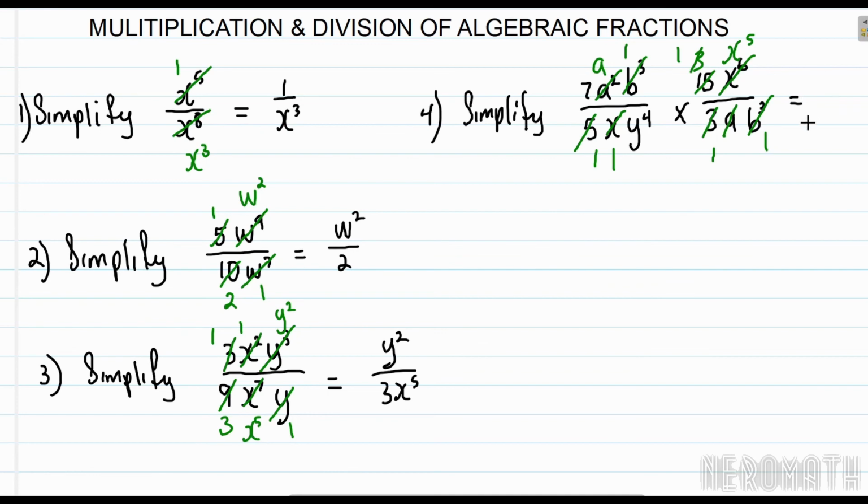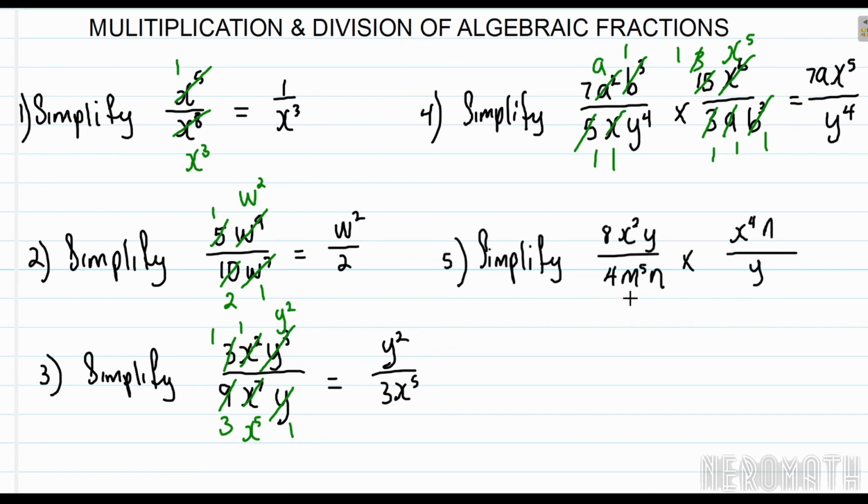So this will be equal to 7 times a times 1 times 1 times x to the power of 5. So that will give me 7a x to the power of 5. Then I'll have 1 times y to the power of 4 times 1 times 1 times 1. So all I'll get there is y to the power of 4. And that's your answer.